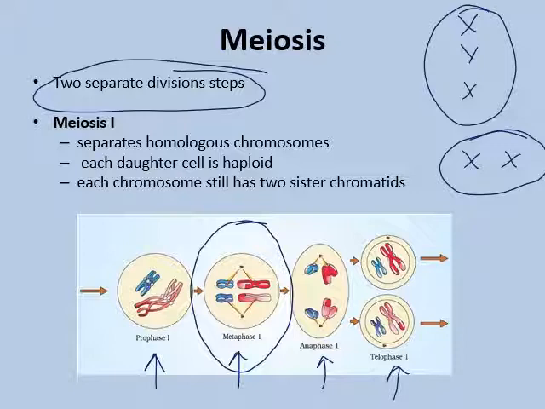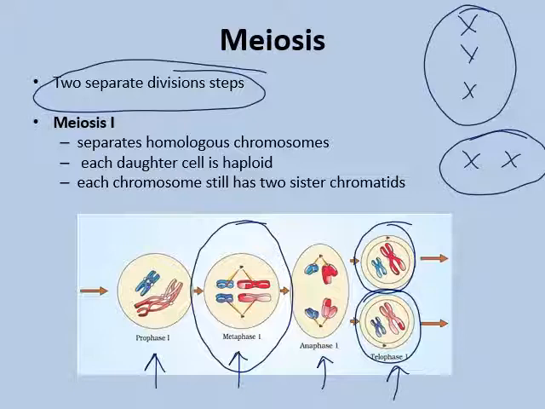But the whole purpose of meiosis 1 is we're going to separate our homologous chromosomes, okay? So through this, we're going to go through metaphase, anaphase, we're going to separate our homologous chromosomes. Now each daughter cell is haploid, okay? So each chromosome still has two sister chromatids.